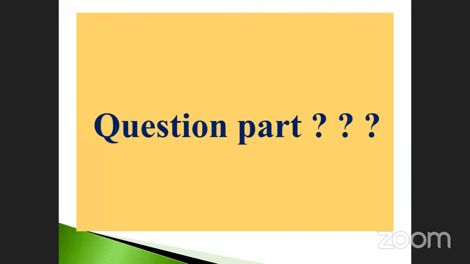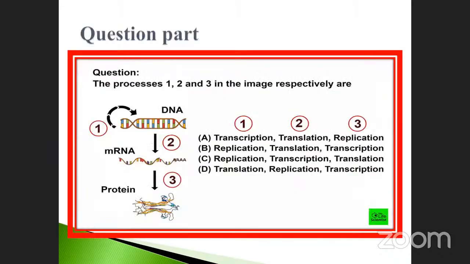Next we will pass on to the question part. Just see the question and answer it, my dear students. The first one: the processes 1, 2 and 3 in the image respectively are. Now only we studied this, isn't it? Question 1. DNA produces the DNA molecule. That process is called what, Ajay? DNA produces DNA. Sir, replication. Very good.